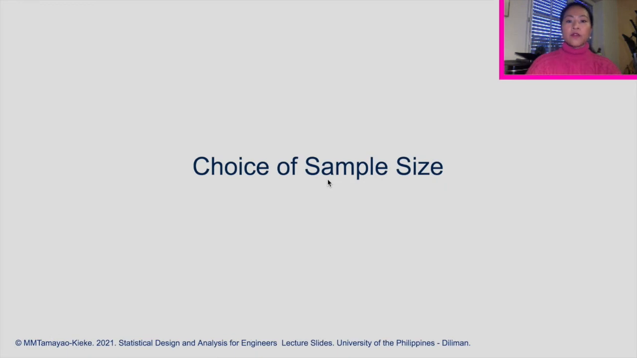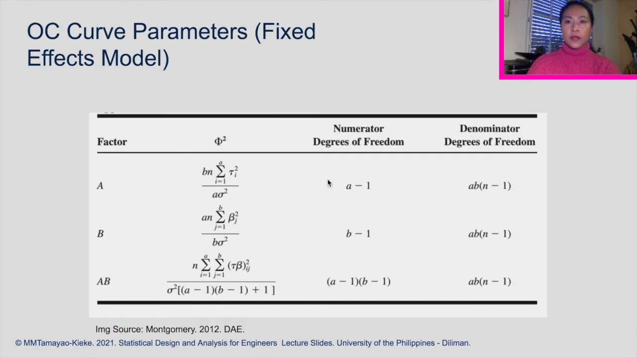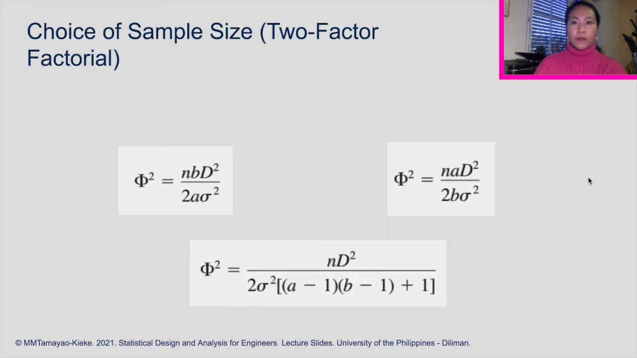Okay, now let's move on to the choice of sample size. The operating characteristic curve, or the OC curve, can help in determining sample size, and you can find this in Appendix Chart 5 of Montgomery. This table shows the appropriate value for phi squared as well as the degrees of freedom for the numerator and the denominator.